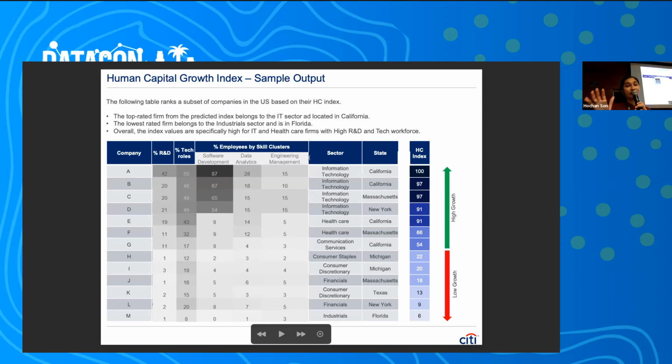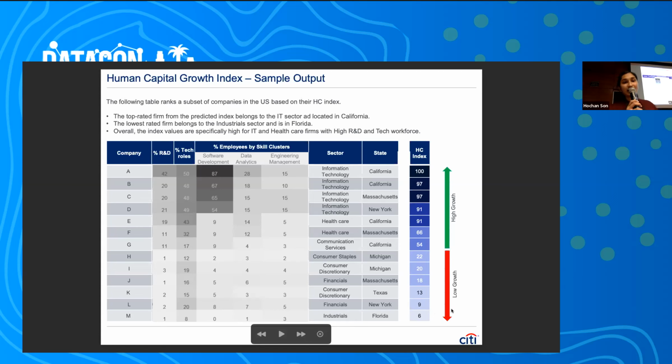Again, I'm just highlighting a few of them because we can't put everything in this. I just have highlighted a few important ones. We have percentage R&D, percentage tech roles, percentage employee by skill cluster, sector, and state. And this particular column shows the human capital index. If you look at these arrows, it tells us whether the firm was a high growth firm or a low growth firm. So if the arrow is green, it was a high growth firm. If the arrow was red, it was a low growth firm.